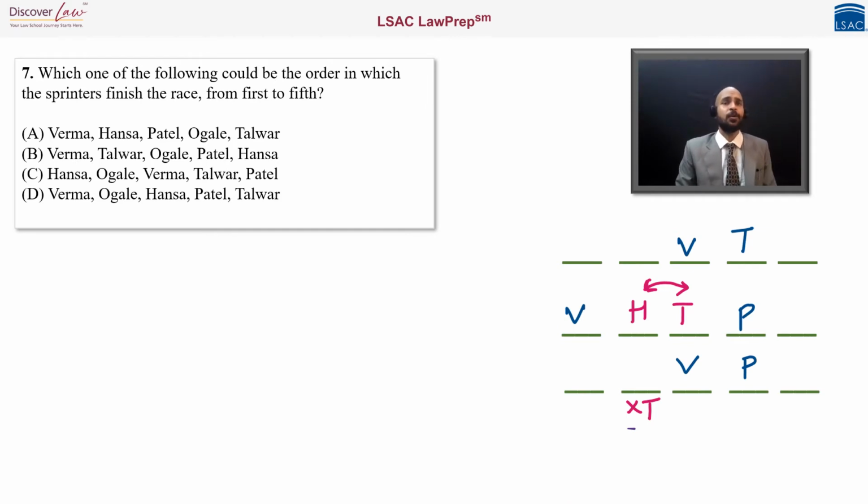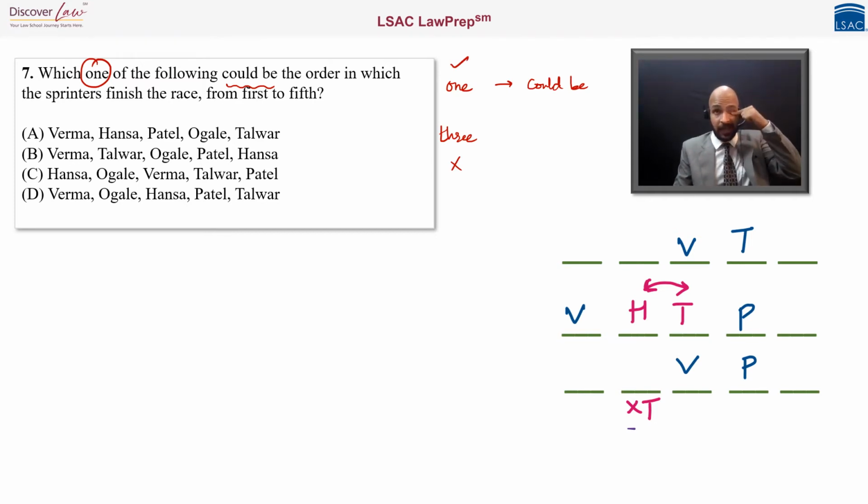Question number 7 reads, which of the following could be the order in which the sprinters finish the race? It says which one of the following could be. What this tells you is that only one of them could be true. Now, what do you understand from this about the other 3 options, the wrong options? One option which could be true is the right answer, and the other 3 are wrong. But what are the other 3 like? The other 3 are cases that cannot be true.